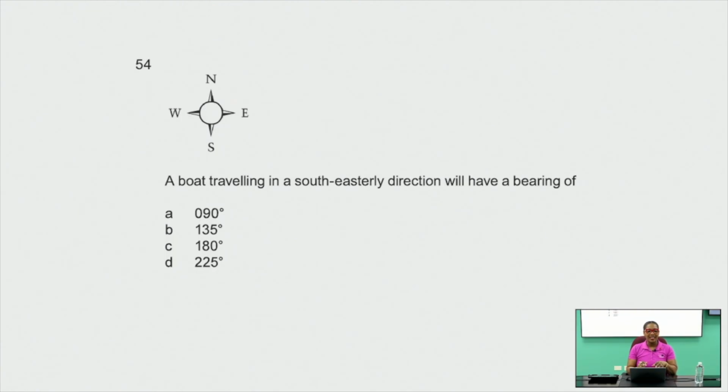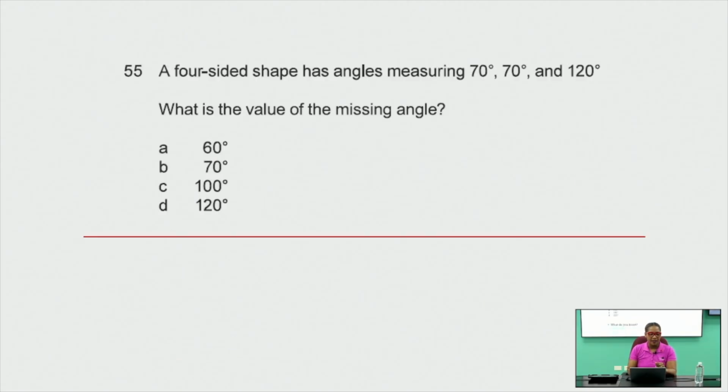54, we are now looking at the bearings. A boat traveling in a southeasterly direction will have a bearing of southeast. This is south and this is east. You know that this is 90 degrees here and this is 180. So it must fall between 90 and 180. And that would be option B, 135.